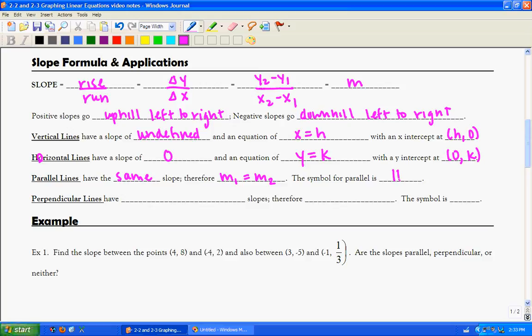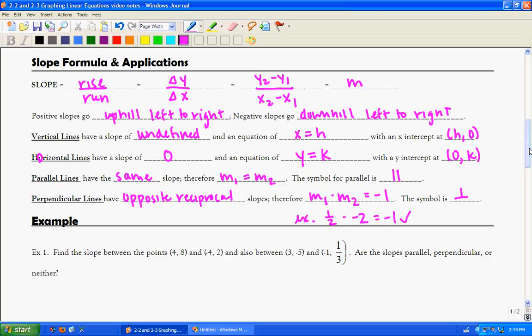Then perpendicular lines have opposite reciprocal slopes. And therefore, if you multiply the two slopes together, so m1 times m2, you should get a negative 1. So think of, for example, if one of the slopes is a half, the opposite reciprocal would be negative 2, and if you multiply those together, you do indeed get negative 1. So the symbol for perpendicular is the upside down T.